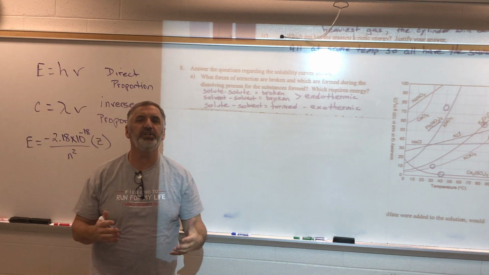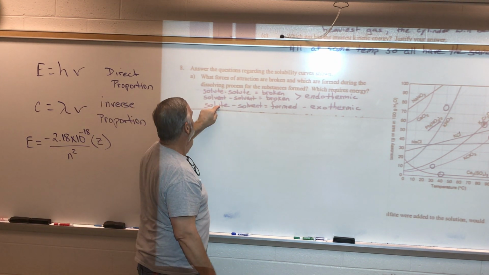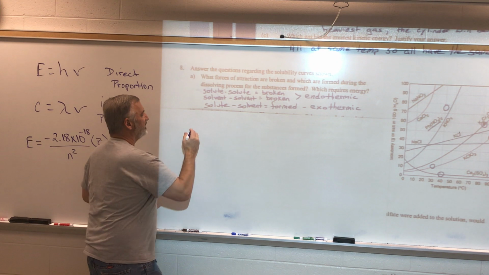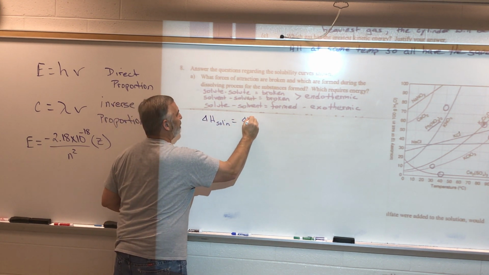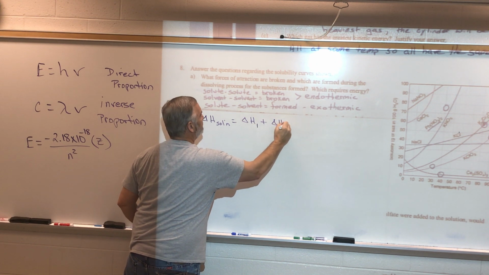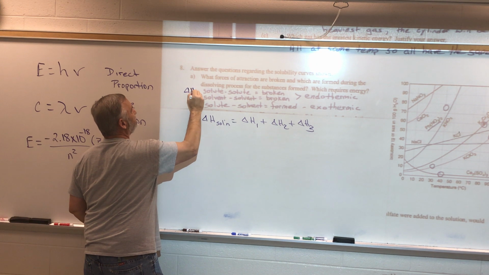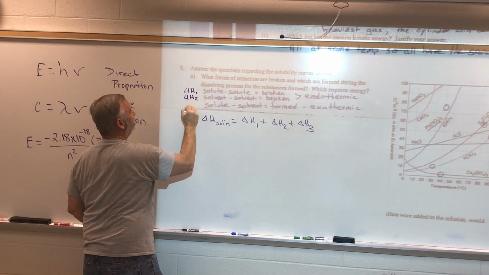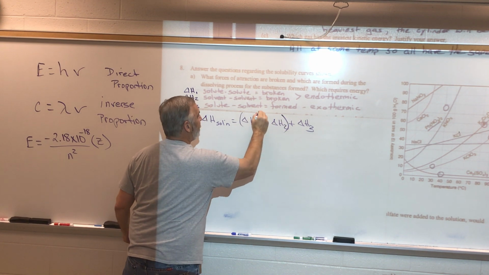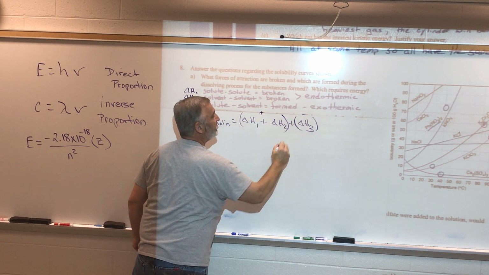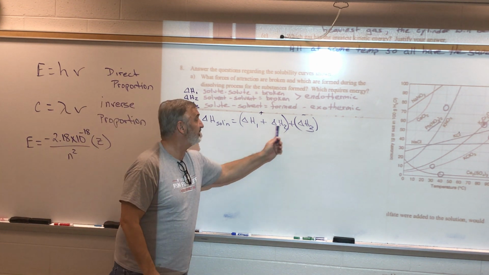Breaking up is always hard to do. Breaking bonds always requires energy. These 2 steps are endothermic. The third one is exothermic. Your overall heat of solution is equal to delta H1 plus delta H2 plus delta H3. This would be delta H1. This would be delta H2. This would be delta H3. Remember, these 2 things are both positive. This one is always negative. So the sign of delta H is dependent upon which of these is greater.